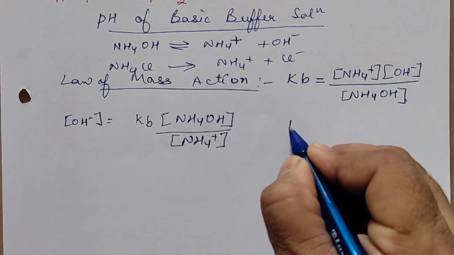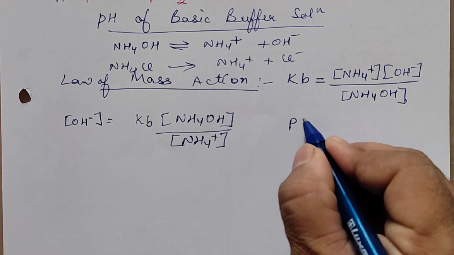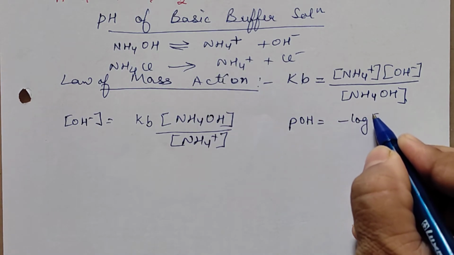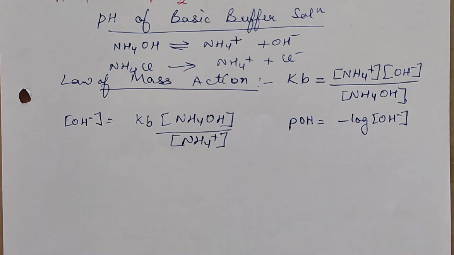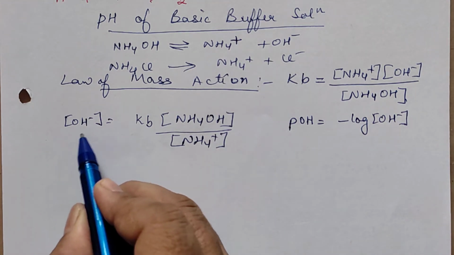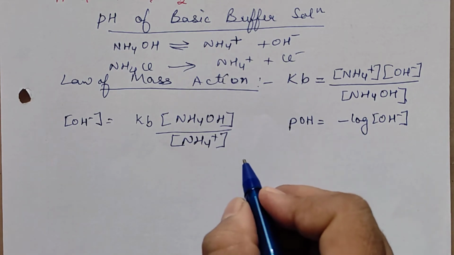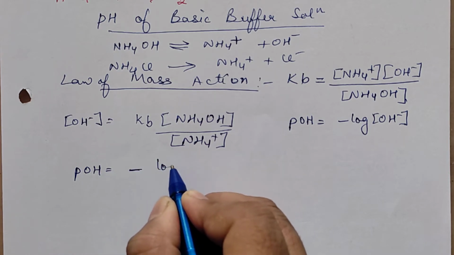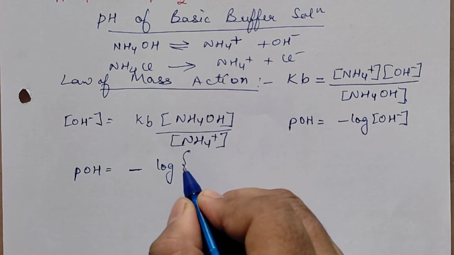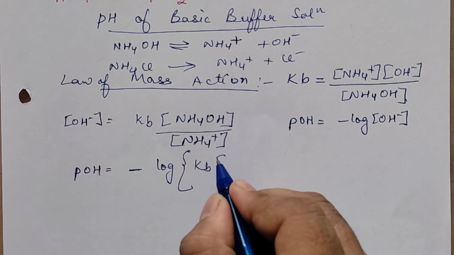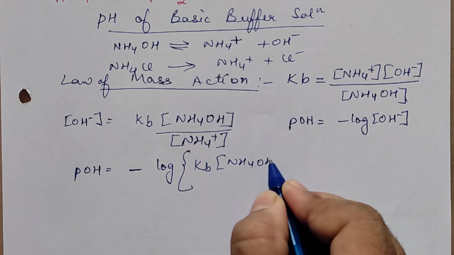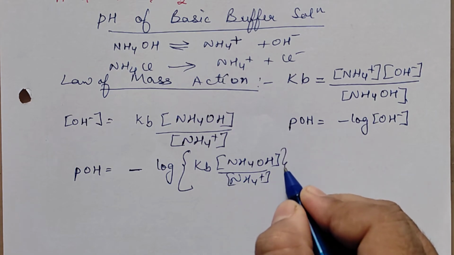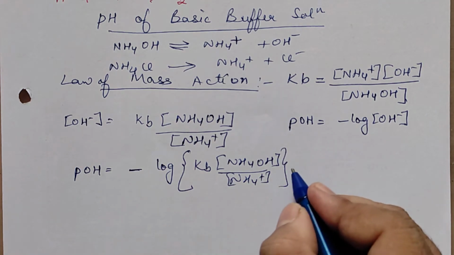Like we wrote earlier that pH is equal to minus log of H plus, we can also write pOH is equal to minus log of OH minus concentration, right? So we will use this OH minus concentration in this formula. So what we will get is pOH is equal to minus log of this whole thing, that means Kb into the concentration of ammonium hydroxide divided by the concentration of ammonium ion. Concentration we always write in square brackets, right? So we can just change this formula.